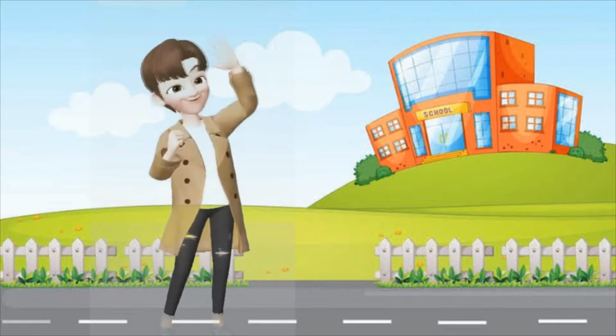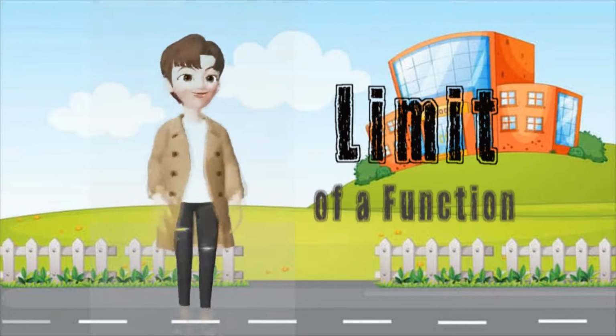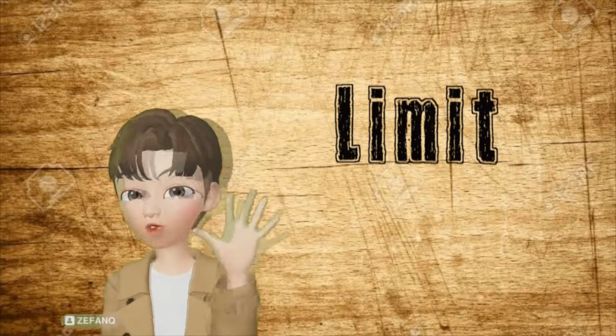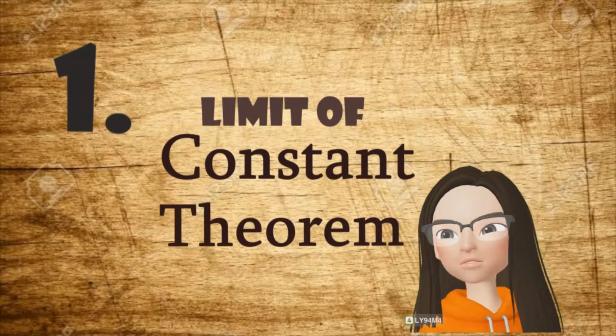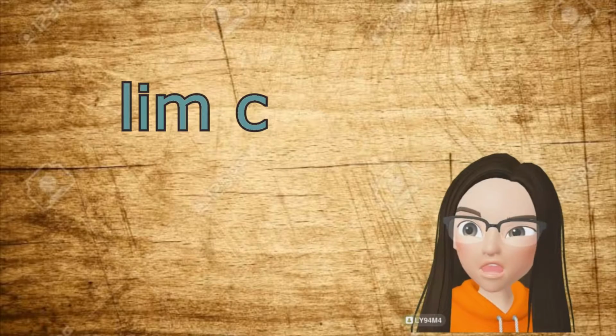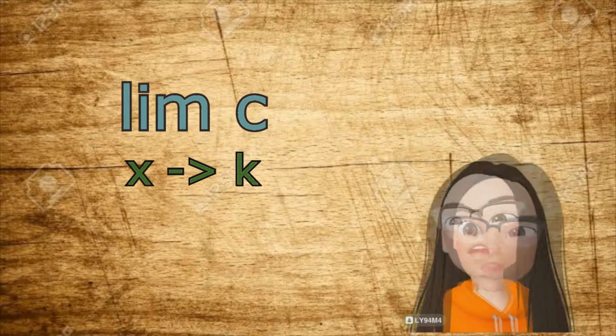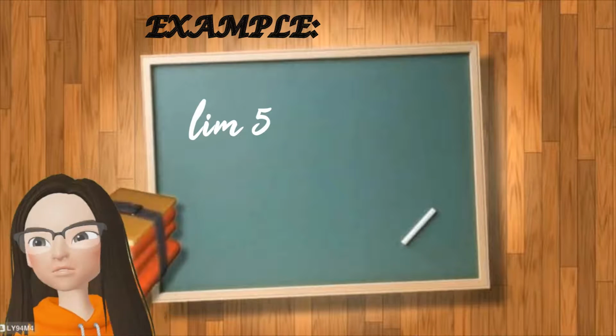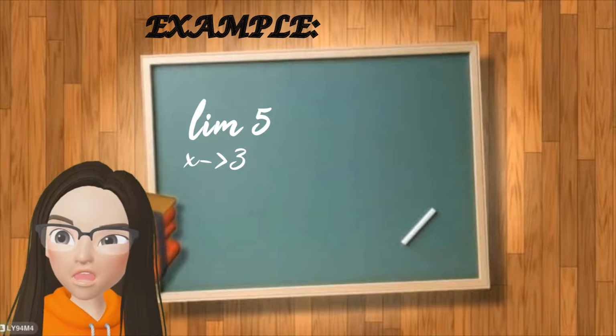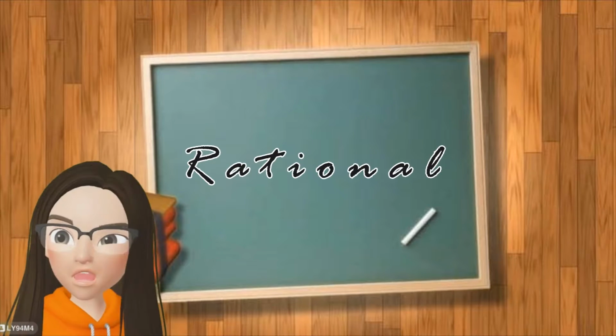Good day everyone. Today we will discuss the limit of a function. The limit of a function has 8 properties. Limit of a constant theorem, where the limit of c as x approaches k is equal to c. For example, the limit of 5 as x approaches 3 is equal to 5, where the constant is 5. That's why the limit is 5.